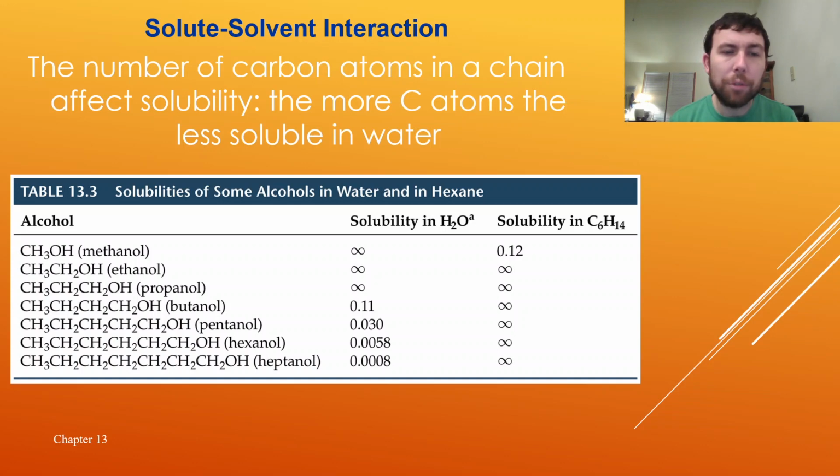But once we get to butanol, which is our 4 carbon chain, and above, we start to see that the solubility of those alcohols decreases in water, whereas they dissolve really easily in something like hexane.